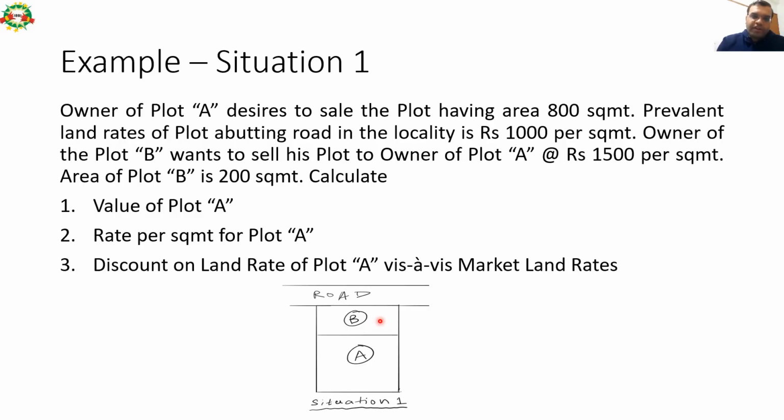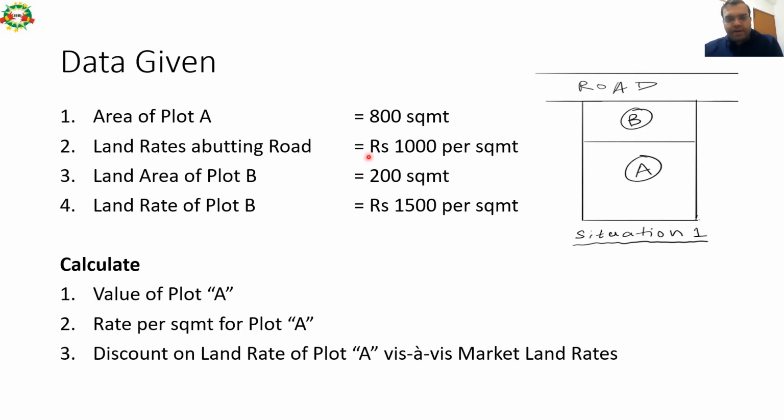So calculate the value of landlocked plot A, the rate for plot A, and the discount on the land rate of plot A vis-a-vis the market land rate. The information given in this question is that the market rate for the land is 1000 rupees per square meter. However, the owner of B wants to sell his land to the owner of A at the rate of 1500 per square meter. The area of plot B is 200 square meter, and the area of plot A is 800 square meter. So the value of plot A, the rate per square meter of plot A, and the discount we have to calculate.